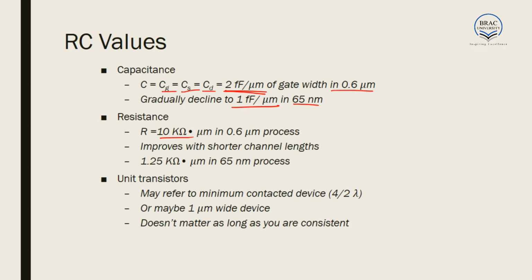10 kilo-ohm micrometer for the 0.6 micrometer process, and as the channel length decreases to 65 nanometer, the resistance increases to 1.25 kilo-ohm micrometer. And for the unit transistor, we have already seen that we have considered a device of 4x2, where the width is considered 4 and the length is considered 2, that is, the width is twice that of length. The width may be anything, it doesn't matter as long as this ratio is consistent.